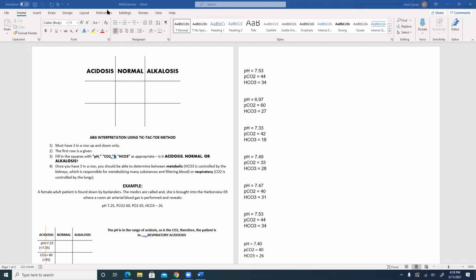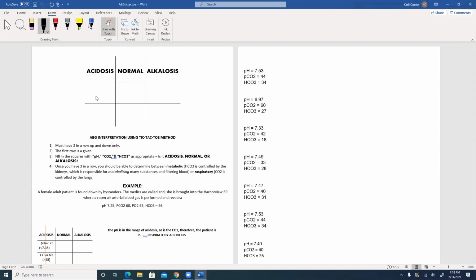So let's draw. All right. So let me use this marker. This will be like my whiteboard, right? So let's do this first one so I can give you a good example. The pH is 7.53. A normal pH is 7.35 to 7.45, right? This pH is greater than 7.45. So I know pH is alkalotic. So let me just write pH here, right? pH, alkalosis. So now I got two in a row here.